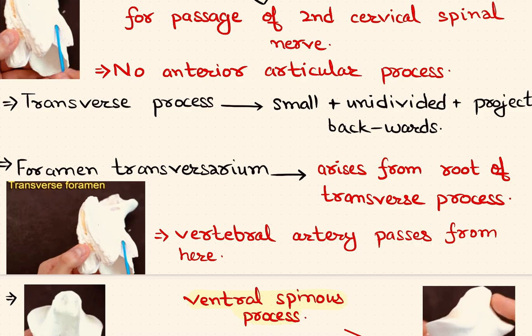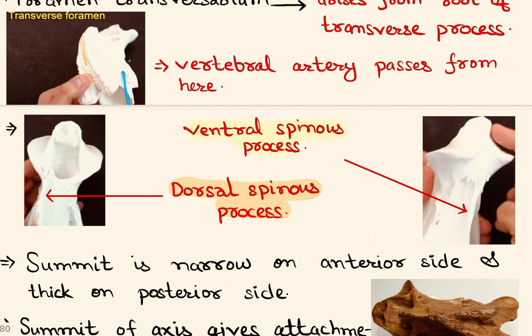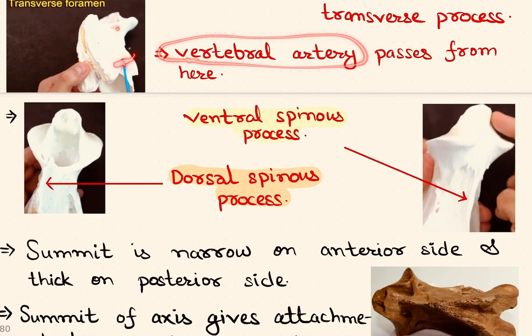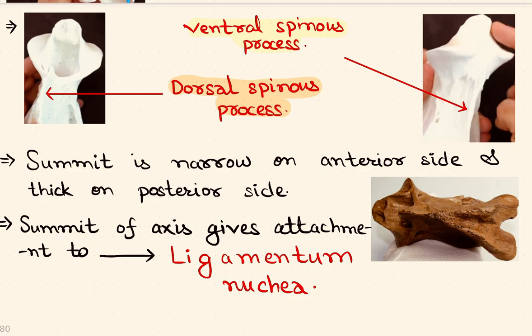Now, how will you differentiate between the foramen transversarium and the lateral foramen? The foramen transversarium originates from the root of the transverse process, but this intervertebral foramen or lateral foramen would be present on the anterior side, and this would be on the posterior side. Now, in this foramen transversarium, the vertebral artery passes.